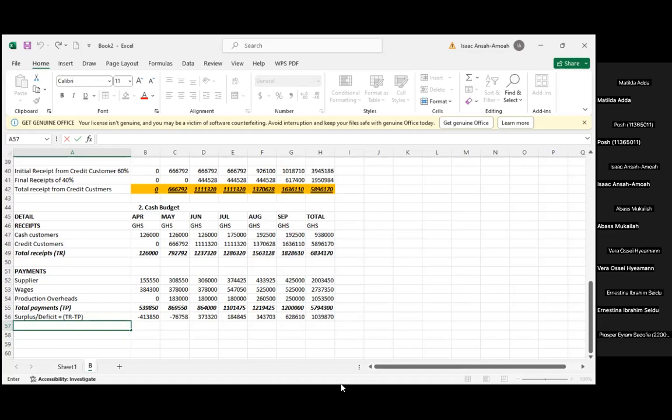Anyways, maybe I have to let you go. But there was something that I would have done with the balances here. I would have just said that we may have to add opening cash balance.